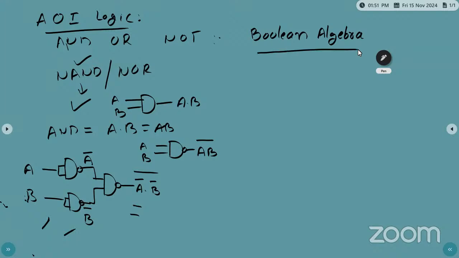You can remember this: A bar dot B bar, whole bar. What expression should I get from that? I should get AB. Does AB come? Does A plus B come? C, A plus B. This is not.